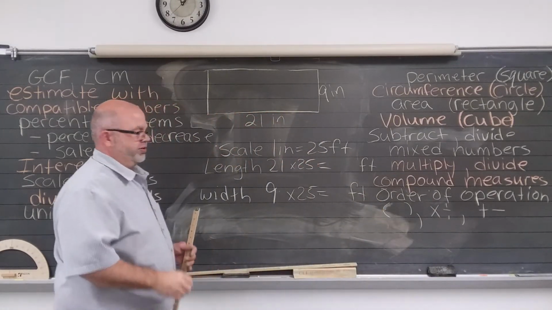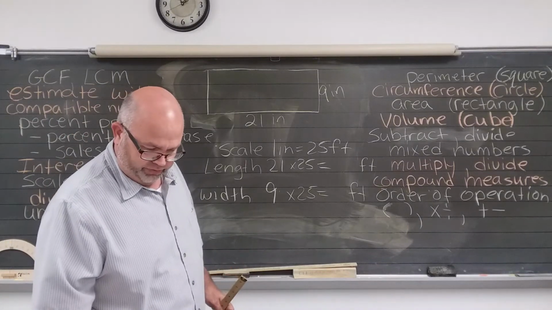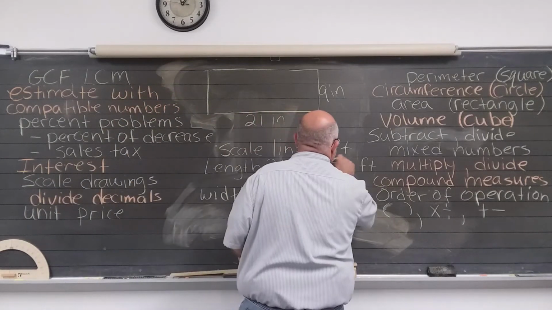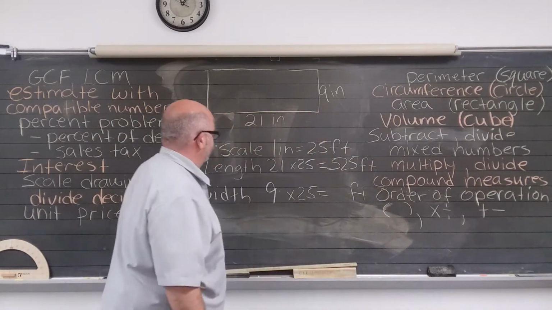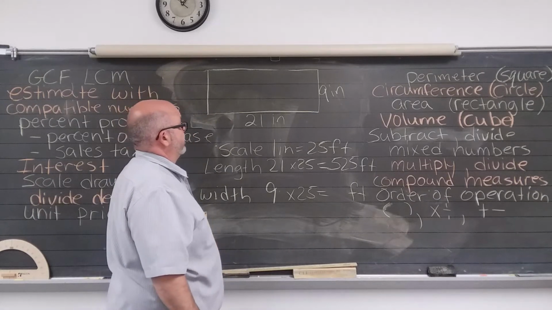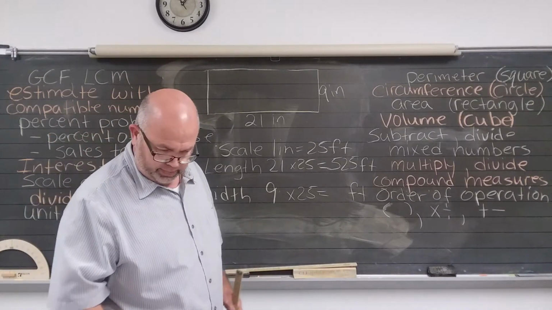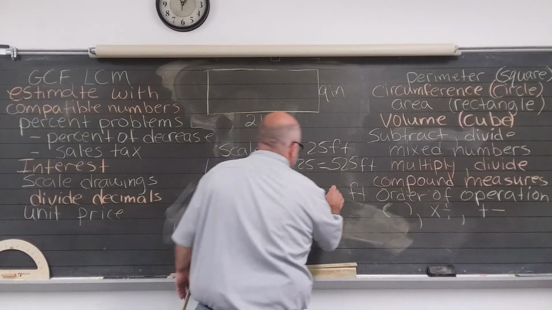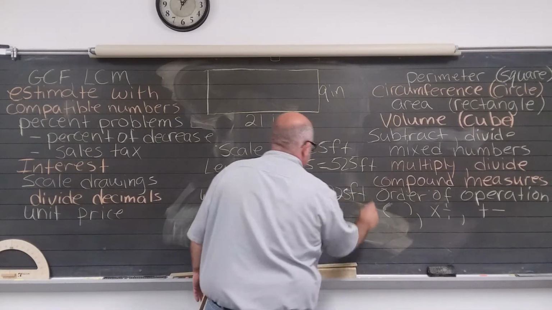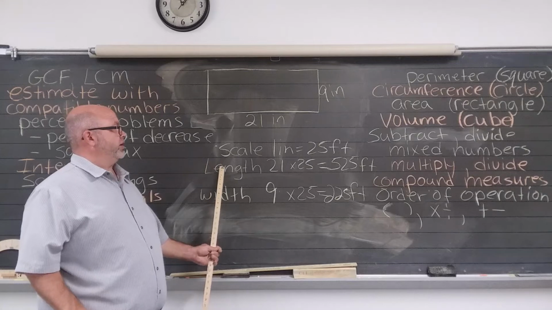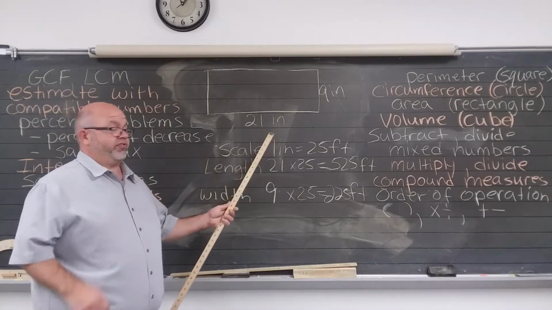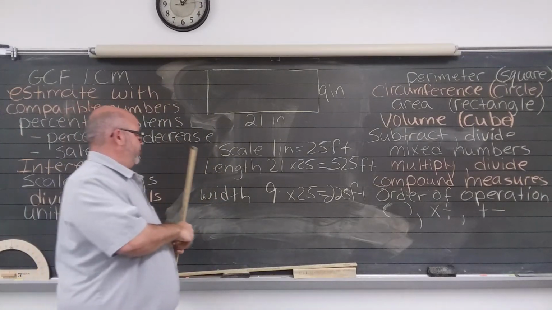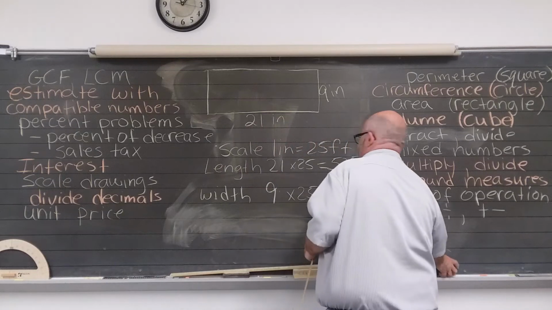So do the math, 21 times 25, 525 feet. What's 9 times 25? 225 feet. You have to have 2 answers. You have to have a length, which is however many feet or yards that 1 inch equals times however many inches, right? Scale drawing, 2 answers, length and a width.